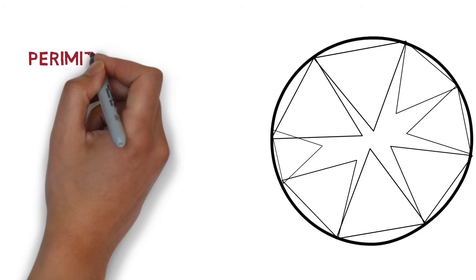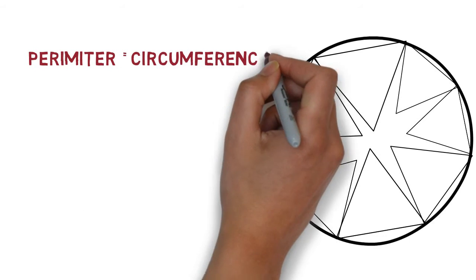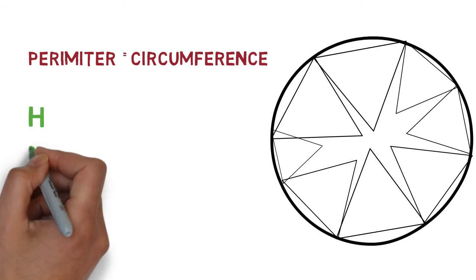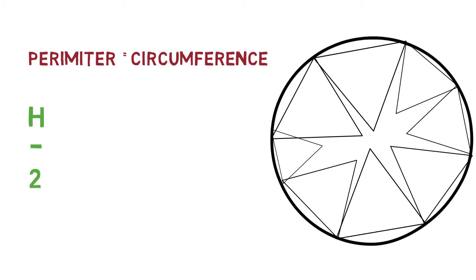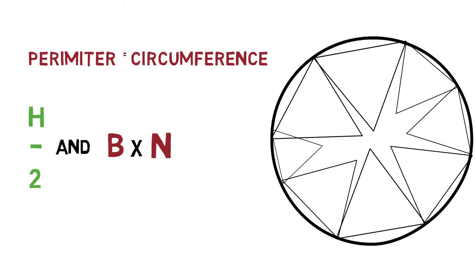We can, however, get a better approximation of the circle's area if we increase the number of triangles. And if we increase that number to infinity, then the triangle's bases will have gotten so close to the arc of the circle that the perimeter of the triangle's bases will be equal to the circumference. We can now split the formula into 2 halves, an h over 2 half and the b times n half.